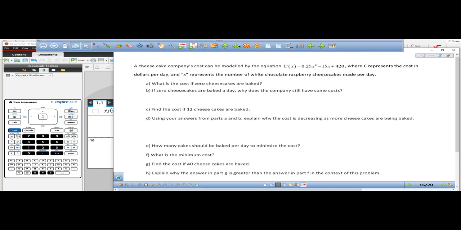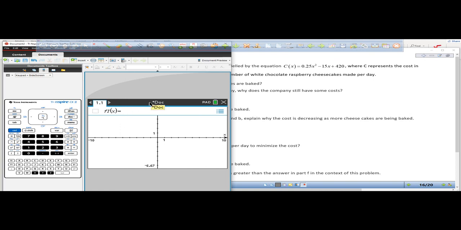The next thing you want to do is make sure you understand what represents the x-axis and what represents the y-axis. So first of all, let's graph this real quick. So let me graph this. On your TI-Nspire, we have 0.25 x squared.